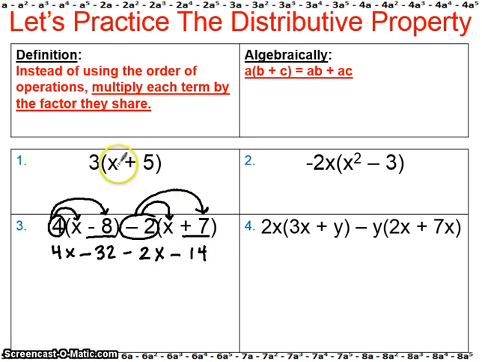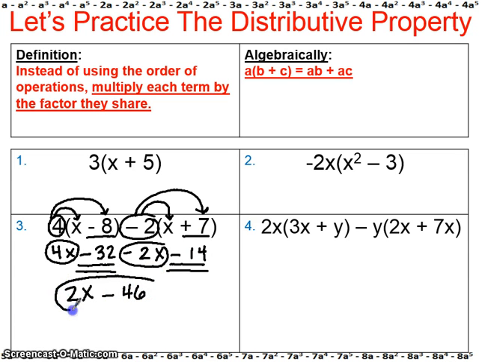Now, unlike our first two examples where we just had the distributive property once, we now have an expression that contains like terms, like we learned about in the last lesson. So we see 4x and minus 2x. 4x minus 2x makes 2x. And we also see constants, negative 32 and negative 14. If you owe 32 and you owe 14, then you owe 46. So this expression is equal to 2x minus 46.